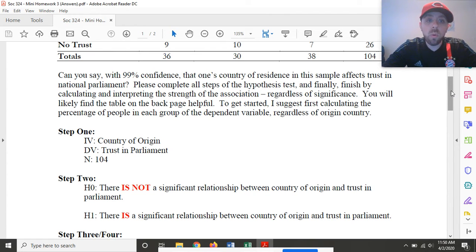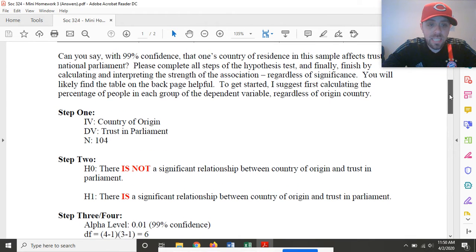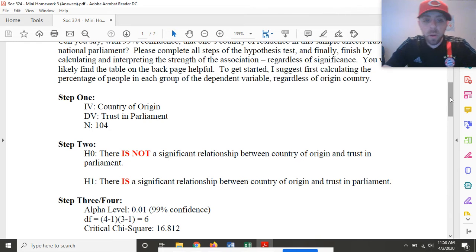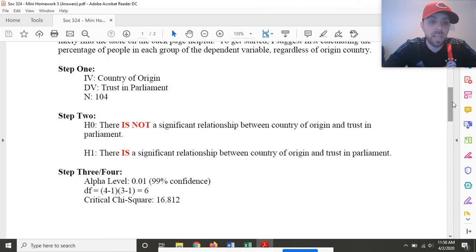Okay. So what were we asked for steps 3 and 4 here? Well, we were asked specifically 99% confidence. Because 99% confidence gives you a 1% chance of making a mistake, we are now going to set our alpha level at 0.01. And you will remember that our critical value relies upon calculating degrees of freedom here. Okay, so the formula here is rows minus 1, times columns minus 1. I have 4 rows, so that's 4 minus 1 equals 3, and I have 3 columns, 3 countries, France, UK, and Germany. And so that's 3 minus 1. 3 times 2 equals 6.